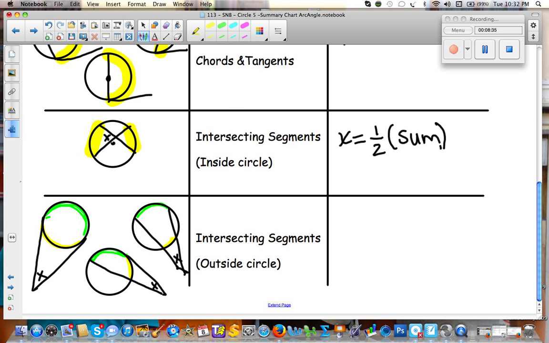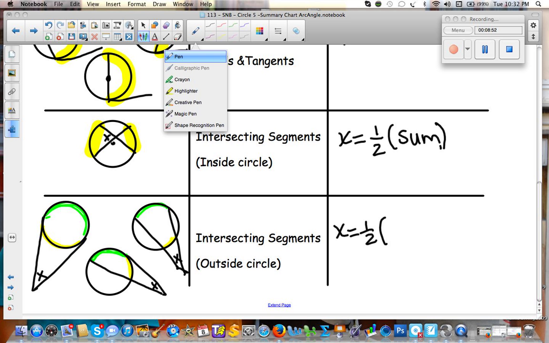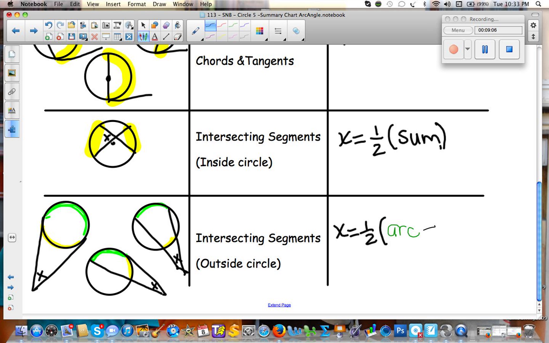But nonetheless, we know that angle X is going to be equal to half again. And this time, instead of taking the sum, let's get that pen. It's going to be the green arc, whatever the green arc is, and from that we're going to subtract the yellow arc. So it's the larger minus the smaller. We're going to take half of that difference. So those are the basic relationships.